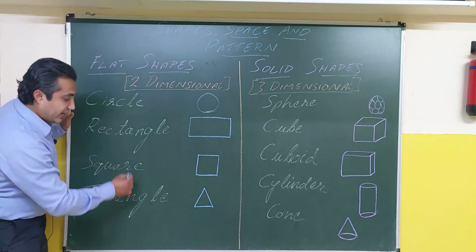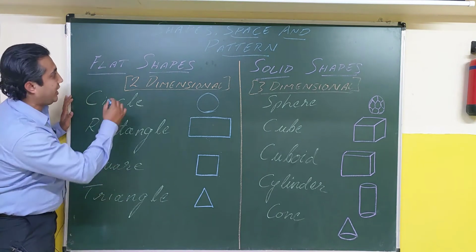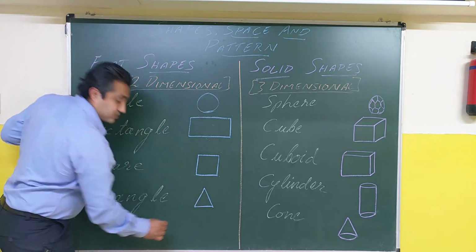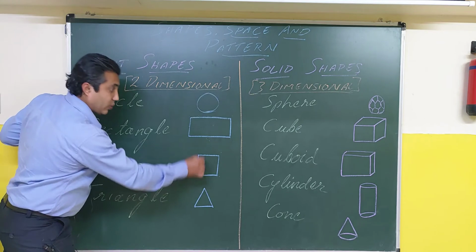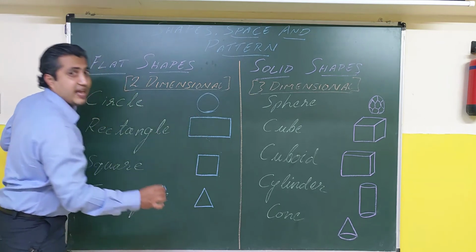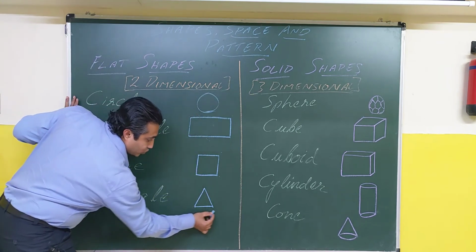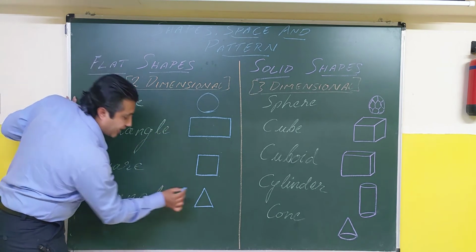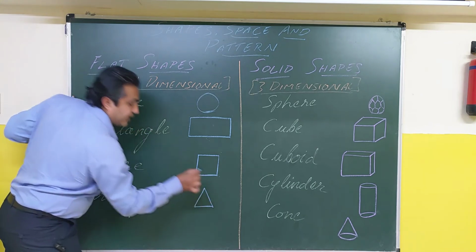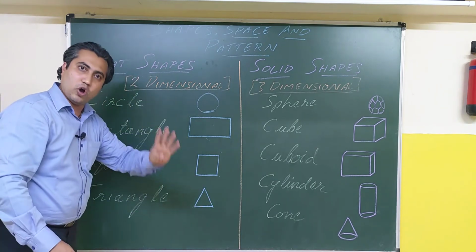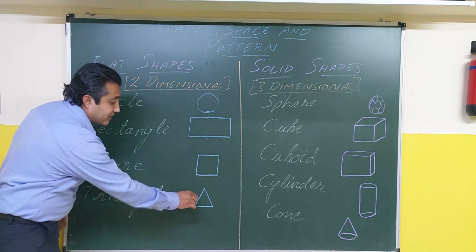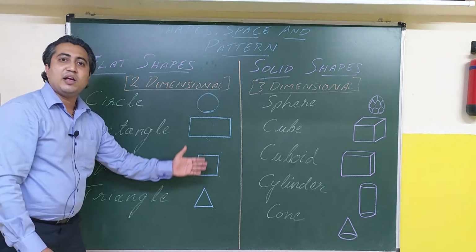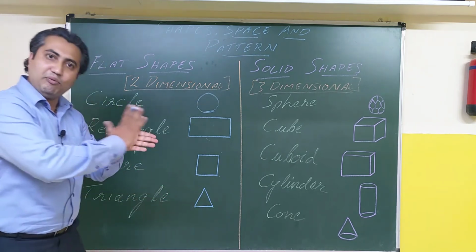Okay, students. Now let us come to the next flat shape, that is triangle. Triangle is a figure which has 3 sides. Square and rectangle have 4 sides. Triangle has 3 sides. 1, 2 and 3. And how many corners does a triangle have? 1, 2, 3. Square or rectangle have 4 corners, 4 sides, but triangle has 3 corners and 3 sides. So these are flat shapes. They have only one face.